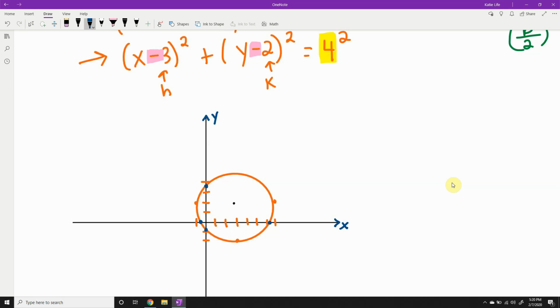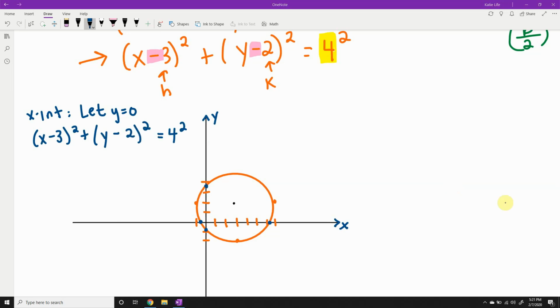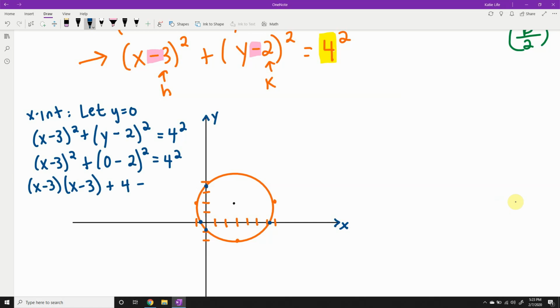So again, my x-intercepts are going to happen wherever we let y be 0. So let's first figure out where those points could be at. So we're going to say x minus 3 quantity squared plus y minus 2 quantity squared equals 4 squared, and we're going to plug in 0 for y. So x minus 3 quantity squared plus 0 minus 2 quantity squared equals 4 squared. Solving now for x, we've got the quantity x minus 3 times x minus 3, that's x minus 3 squared, plus negative 2 squared would be 4, and 4 squared is 16.